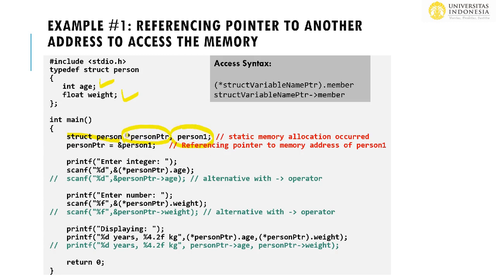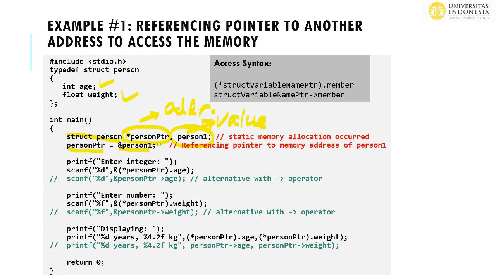You can see the asterisk sign here, and the other one is another ordinary variable, person one. So this contains the value, and person pointer contains the address. How to relate these two kinds of data? By simple assignment like this: person pointer equal to address of person one. So each of those pointers and the data is related to each other, right?